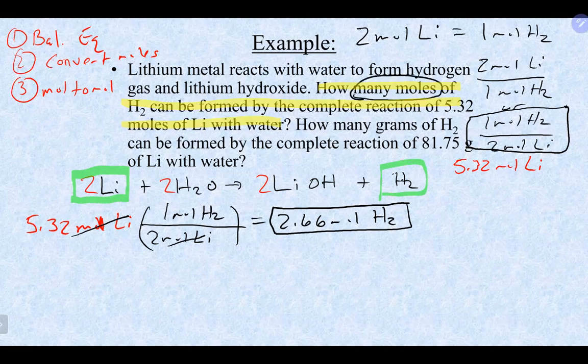In this particular problem, we are actually done because we were looking for moles, not grams. If we were looking for grams, you would then do the 4th step, which would be moles to grams.